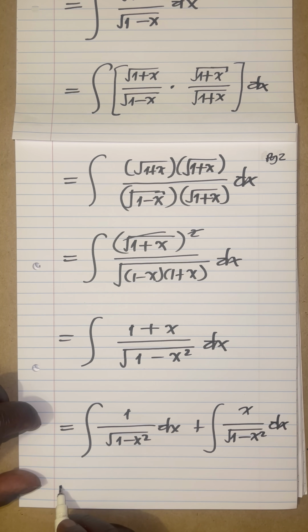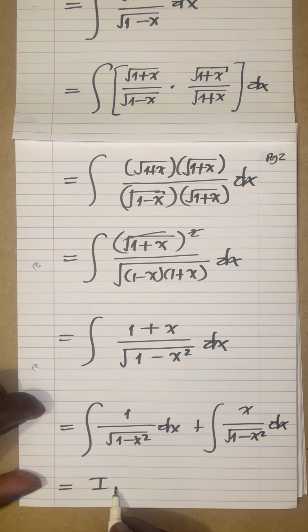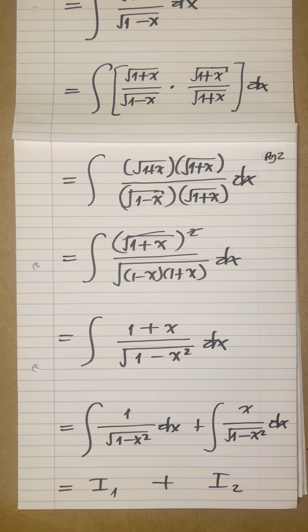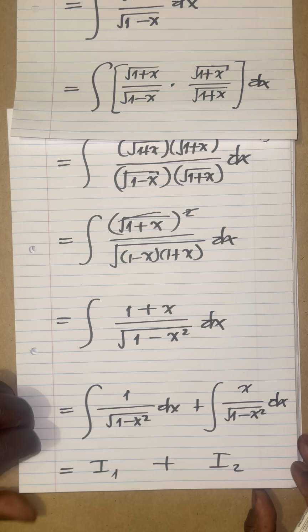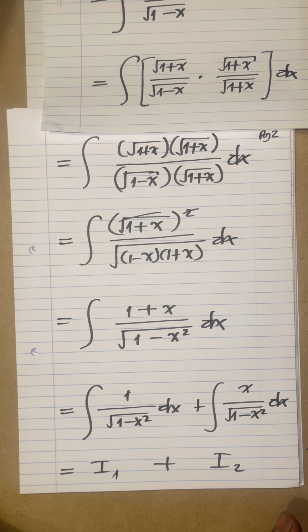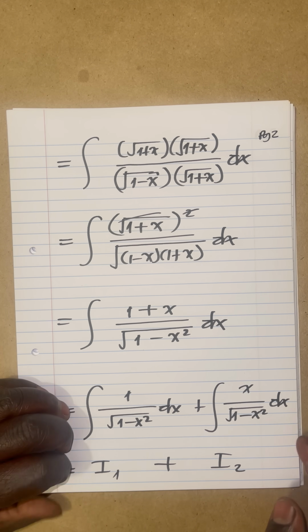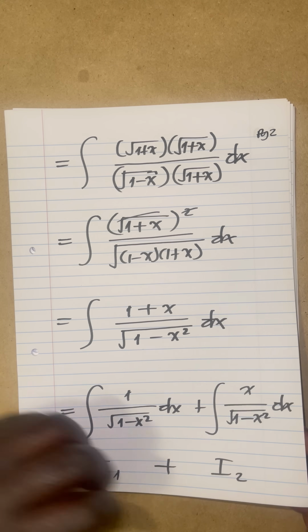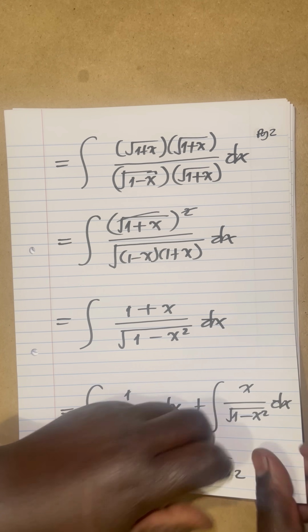Now I'm going to call this integral I1, plus I'm going to call this integral I2. So we have to evaluate I1 and I2 separately as follows. We put this aside. So what we have now is I1, taking us to page 3 here.